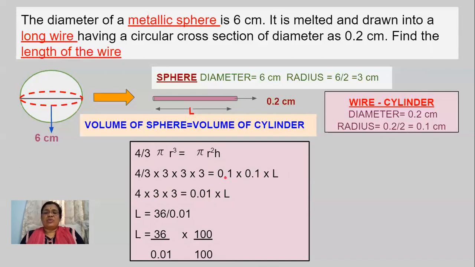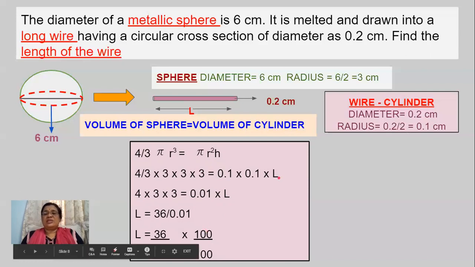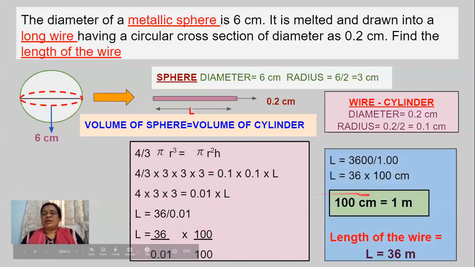After 2 digits you have to keep point. See here, after 2 digits I have kept point. So when you take point as 1, after point there are 2 digits, you have to take 100. When you multiply and divide with 100, here you'll get 36 into 100, that is equal to 3600. Denominator 0.01 into 100, you will get 1.00. After the point, there is no value for the zeros, no? So here you'll get 3600 by 1.